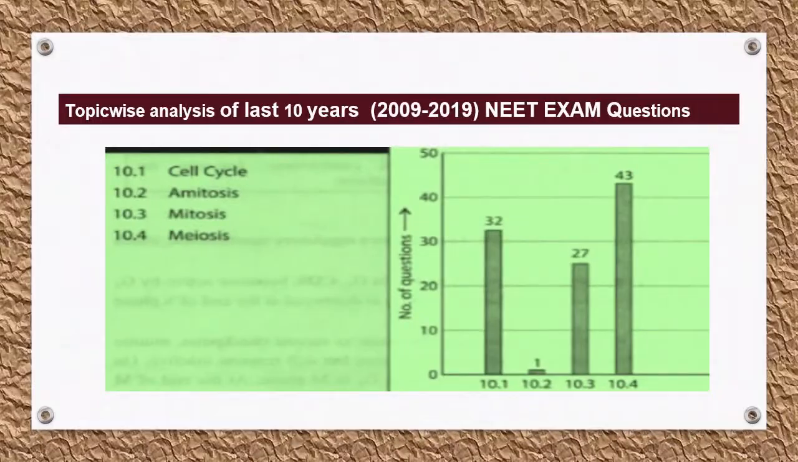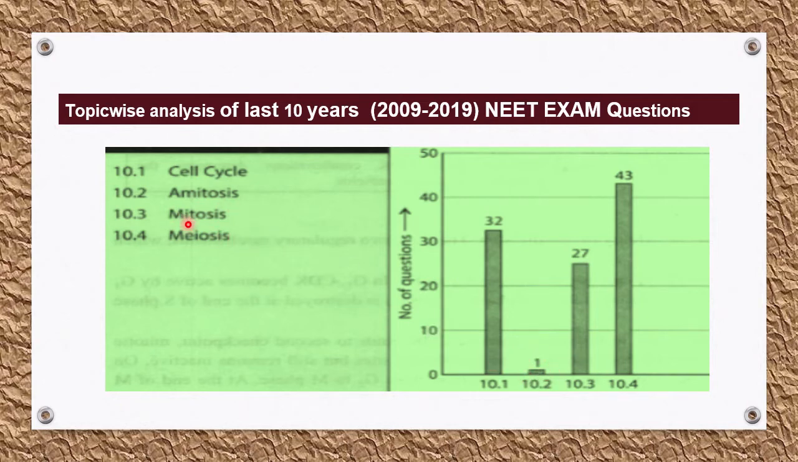Before we start the chapter, let me go through this analysis from the last 10 years, from 2009 to 2019, and these are the list of topics: cell cycle, mitosis and meiosis. From cell cycle you can see the total number of MCQs asked is 32. Second topic, that is mitosis, is a very short topic from which one MCQ was asked.